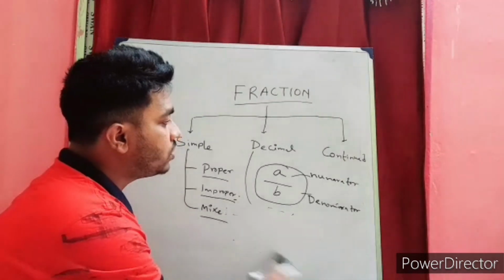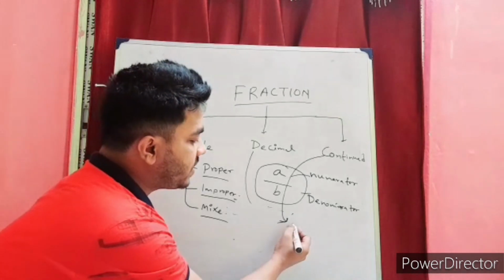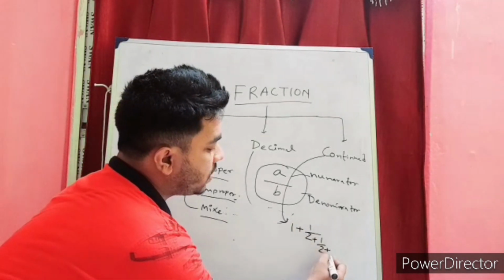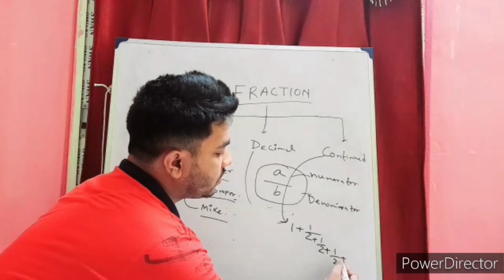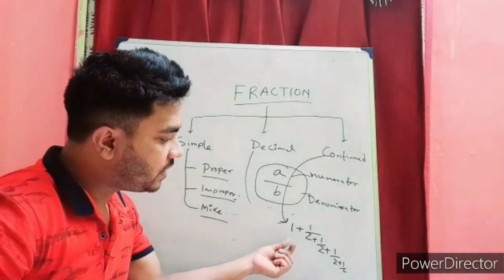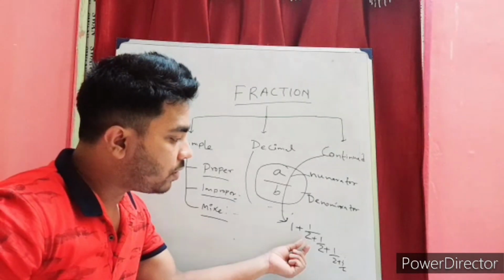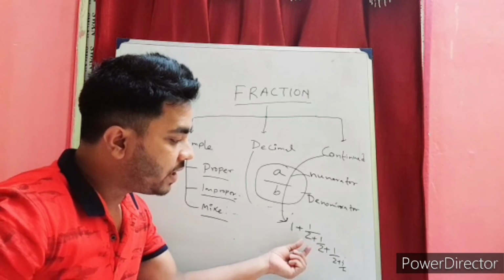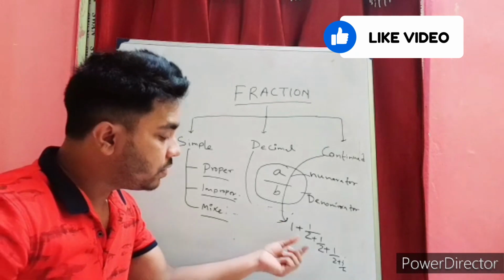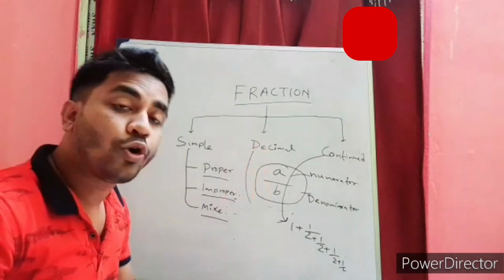Now we go to continued fraction. What is a continued fraction? Suppose I give you the example 1 plus 1 by 2 plus 1 by 2 plus 1 by 2 plus 1 by 2. Here we see that one pattern is repeated frequently, 2 plus a half. When you see this type of form in a fraction, it is called a continued fraction.